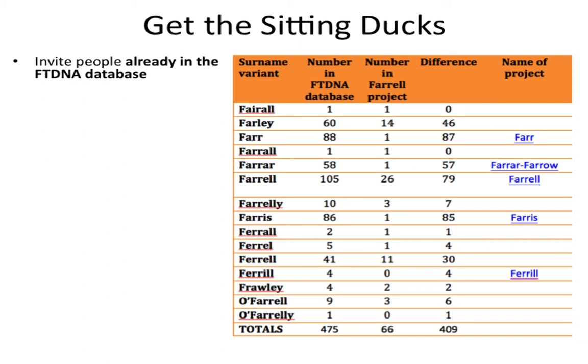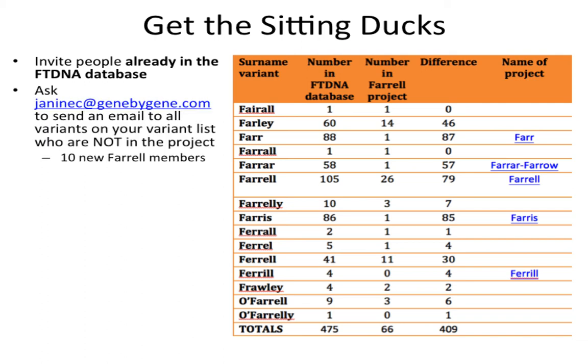And if I total up all the variants in the database, all the variants in the project, and subtract them, there are 409 potential variants out there that are not currently in the project. So I wrote to them. You can do this very simply by asking Janine at Family Tree DNA to send a bulk email to all of your variants in the database that are not currently in your project.